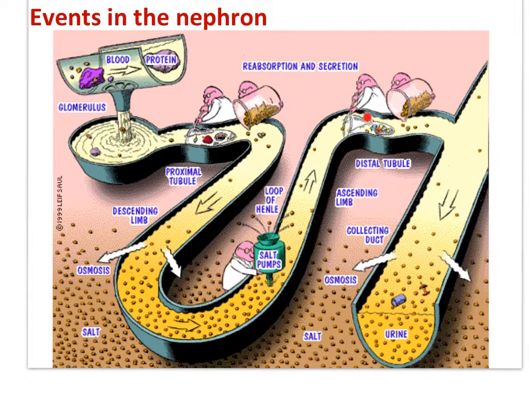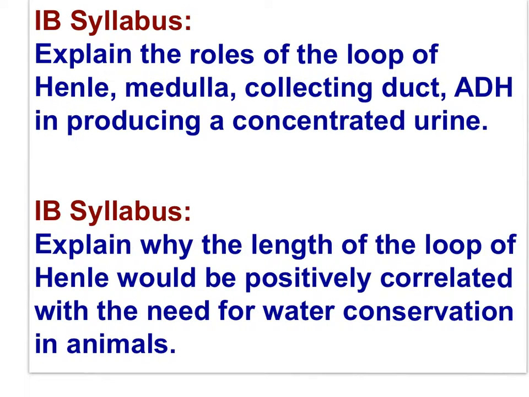Then a little bit more reabsorption and secretion, and as the filtrate passes down through the collecting duct deeper and deeper into the medulla, more and more water exits to be reabsorbed by the blood. This is osmoregulation. Before I bring in the role of the hormone ADH in the production of a concentrated urine, let me digress to a different IB syllabus statement that fits nicely right here.